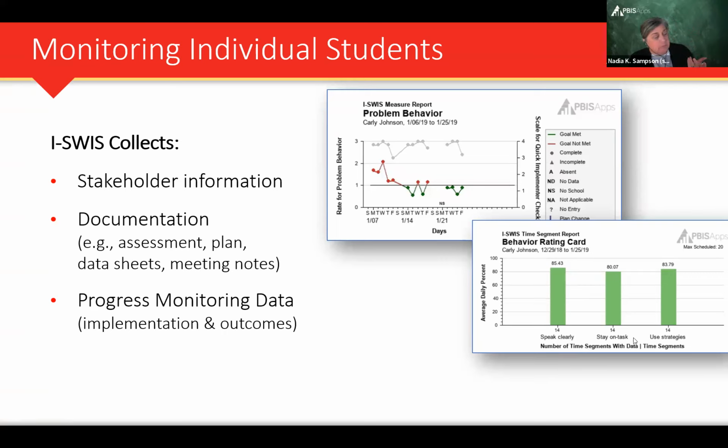These are just some examples of different behaviors. We have a student, Carly Johnson. We want Carly to be able to speak clearly. We're looking at her average daily percent of points. So 85% of the times we collected data, she was doing well, staying on task, 80% using the strategies that we've outlined for her, which would be more specifically outlined in the application. So we're able to look at several different things, even for just one student.